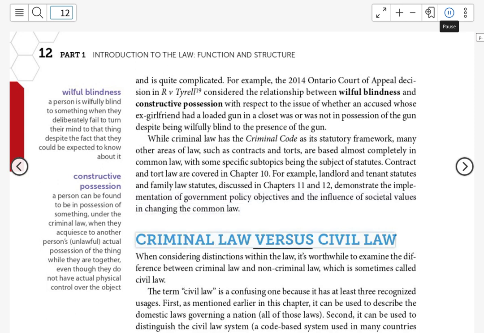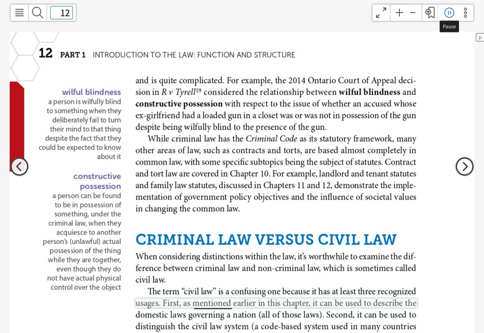Criminal law versus civil law. When considering distinctions within the law, it's worthwhile to examine the difference between criminal law and non-criminal law, which is sometimes called civil law. The term civil law is a confusing one because it has at least three recognized usages.